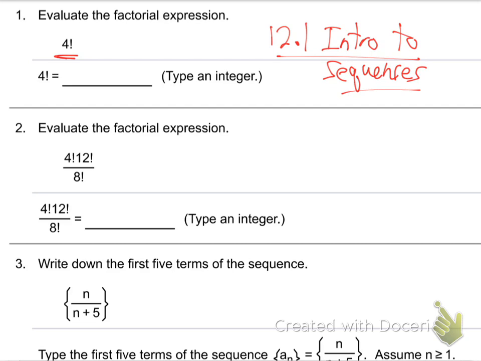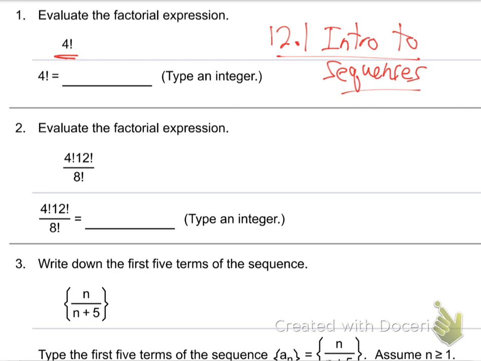In Calc 2, you go deeper with sequences and series. So this is to lay the foundation so that you're comfortable when you hit Calc 2 next semester. Sequences and series.